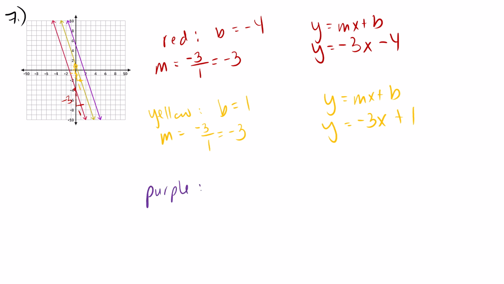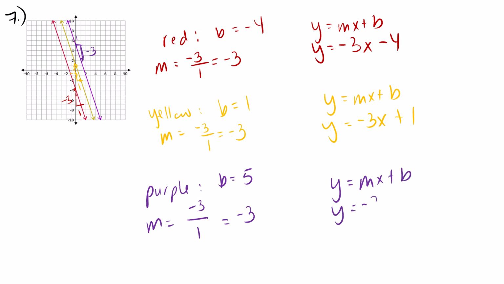Purple line appears to have a y-intercept of 5. And the slope, again, looking for 2 points on the line. And I'm going to go this way. And it looks like my run appears to be a 1 there. And then my rise is down the 3. And so we have the -3 again. And the equation of the purple one is y equals -3x plus 5.